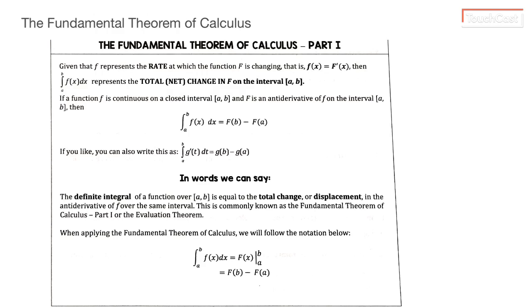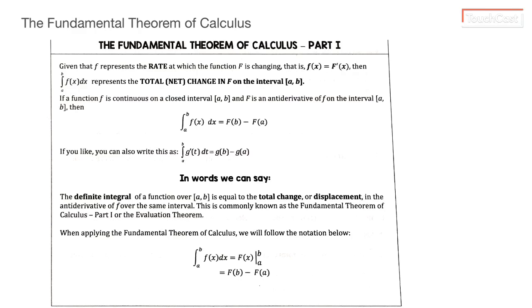given that f represents a rate at which the function big F is changing, that is, little f of x is equal to the derivative of big F, then the integral of little f with respect to x from a to b represents a total net change in big F on the interval from a to b. Now, if a function is continuous on a closed interval, we say big F is the antiderivative of little f on that interval.